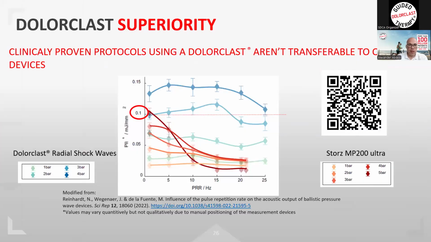And if we now draw a line at the 0.1 mark, you can see the Storz device is not able to even reach the minimum energy flux density which was necessary to generate an effect in 90% of these studies. This is just possible with the Dolorclast device.